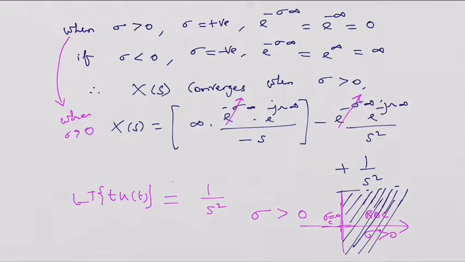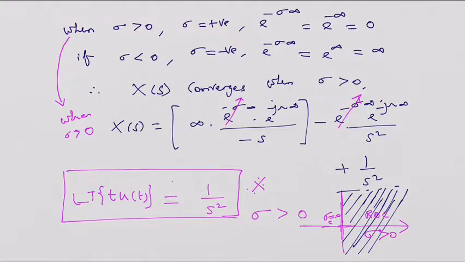The ROC is the set of all points which are available in the right half of the S-plane, the positive half of the S-plane, within the boundary. The boundary is the line passing through sigma equal to 0. The abscissa of convergence is actually sigma equal to 0. When sigma is greater than 0, the ROC is the positive half of the S-plane. So the Laplace transform of t into u of t is another important result which you must remember.